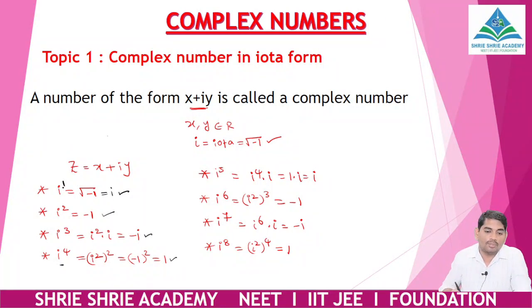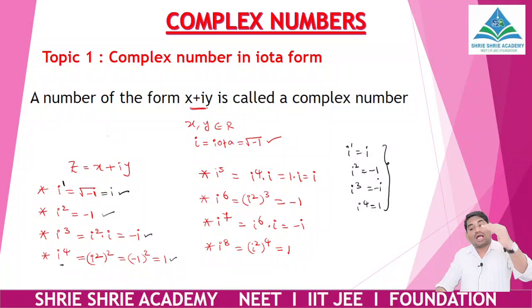So you can see here for i power 1 we got iota, i power 2 minus 1, i power 3 minus i, and i power 4 we got 1. Similarly for i power 5, i power 6, i power 7, and i power 8, again the same 4 values repeated. I mean i power 1, i power 5, and then i power 9, all these values are equal to iota. So i power 1 is equal to i, i square is equal to minus 1, i cube is equal to minus iota, i power 4 is equal to 1.